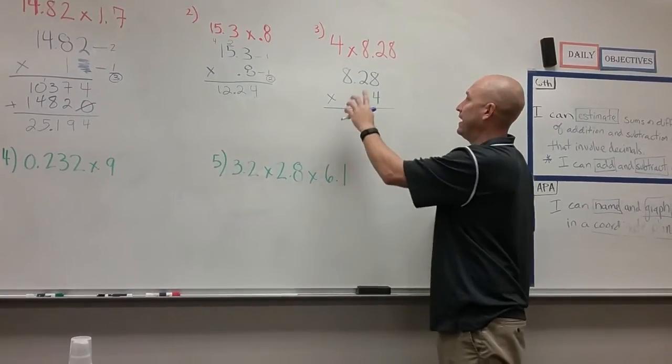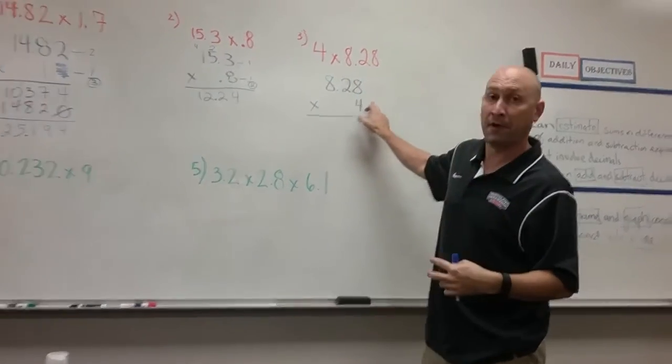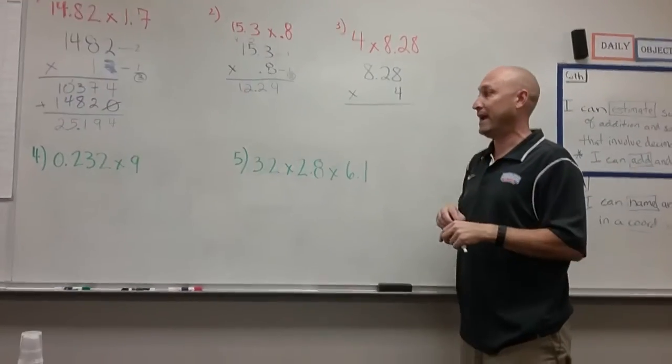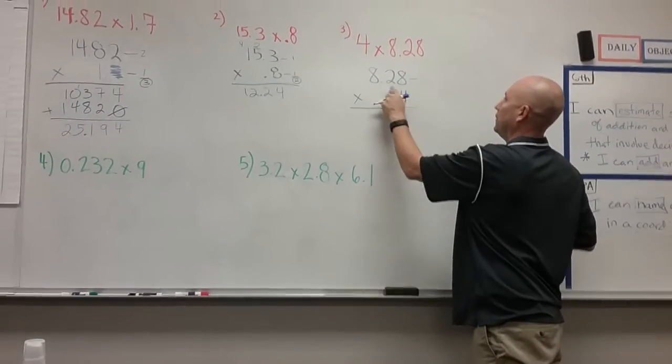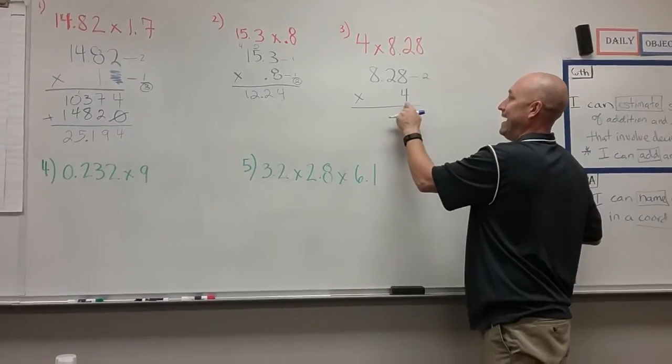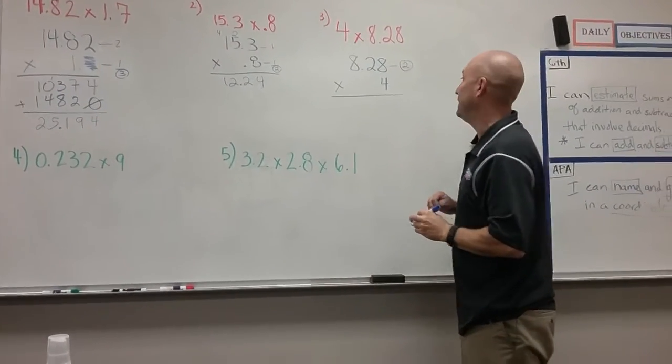Well, first let's do a quick estimate. 8.28 is about 8. 4 is a whole number. 8 times 4 is 32, so I know my answer should be right around there. I've got a total of 2 decimal places here and none here. So I'm going to put 2 decimal places back in this answer at the end.